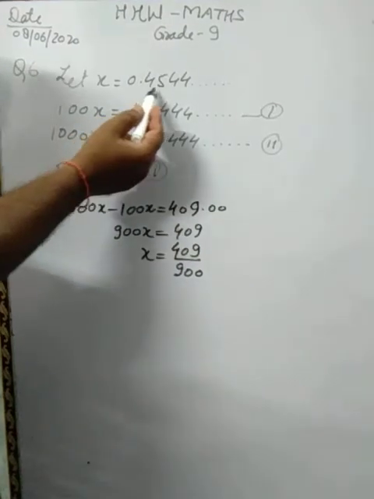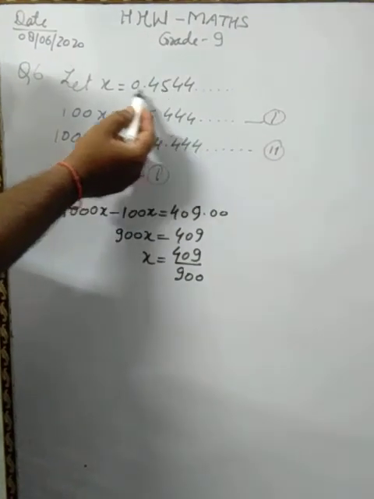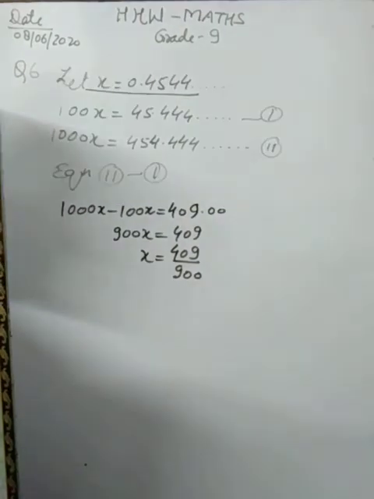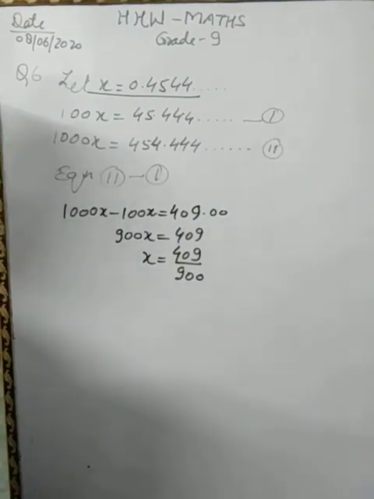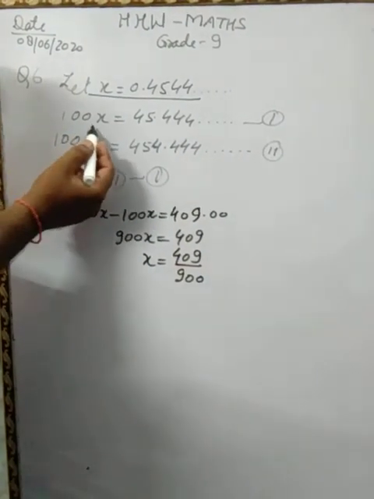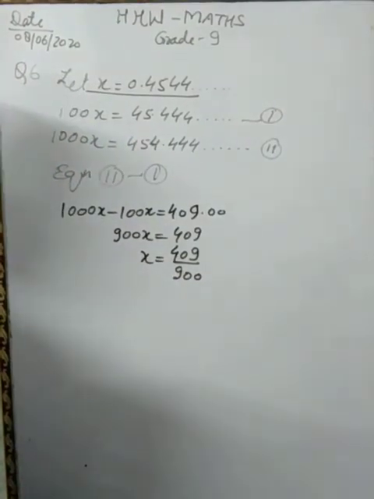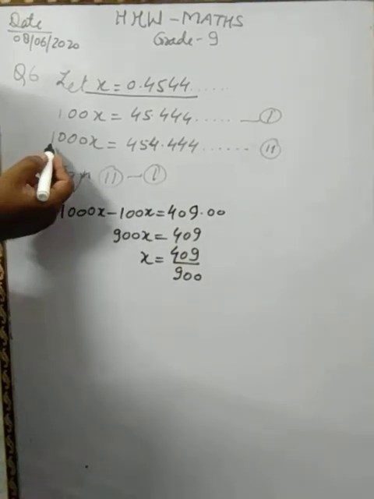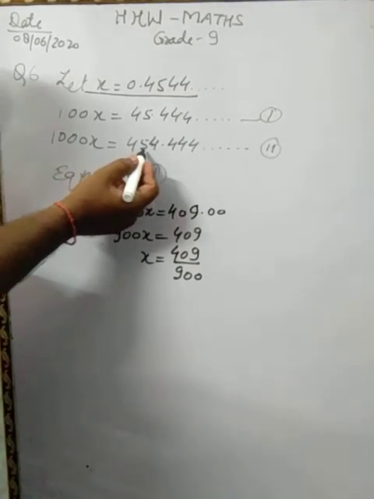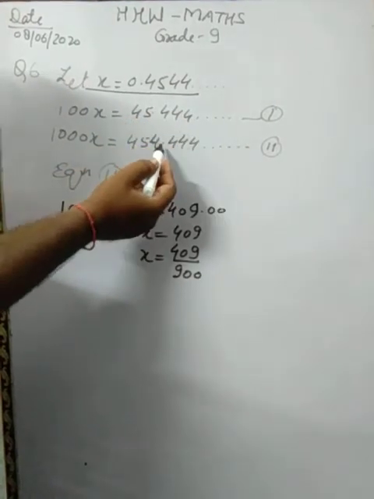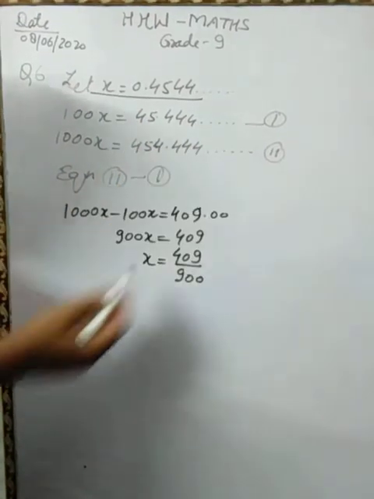So these two terms are there, 4 and 5. So this entire should be multiplied by 100. Whenever we will multiply this by 100, we will get 100x, and this is 45.44, and again multiply this by 1000, then this will be 1000x equals to 454.444, and after decimal only 4 is repeating here.